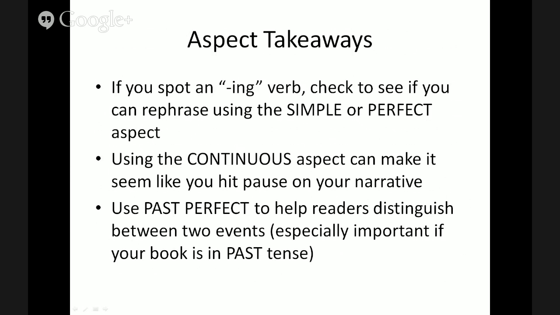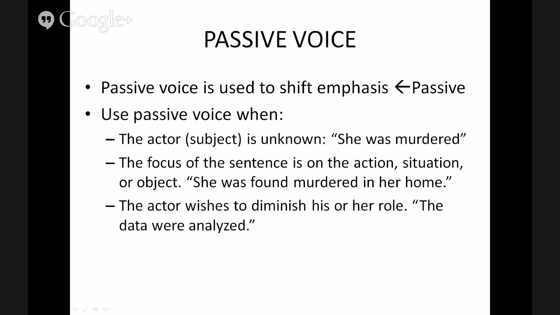The other thing is use past perfect to help readers distinguish between two events. And this is so important if your book is in past tense, because you're already writing in past tense. You have to make sure that the reader understands that whatever you're talking about isn't happening at that point in the story, that it actually happened in the story's past. Those are the big ones. And now, the reason that I decided to talk about tense and aspect first before sliding into passive voice is for a reason that you will see.